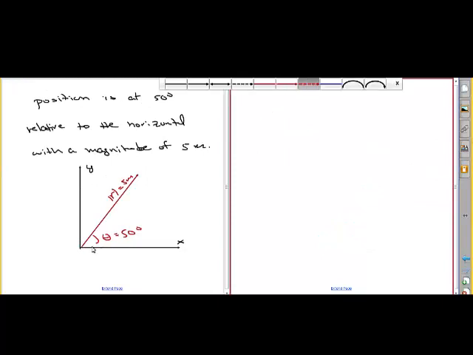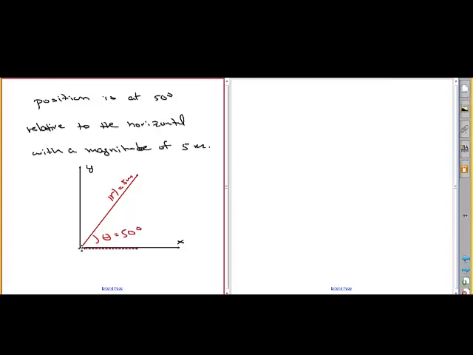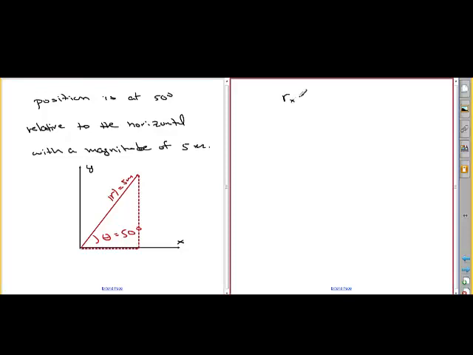Well, you do the same thing. You break it up into a right triangle. So you have a horizontal component in the x direction. You have a vertical component in the y direction. And so we would say that the magnitude of the position for the x direction would be equal to the magnitude of the vector, which is 5 meters, times the sine of 50 degrees.